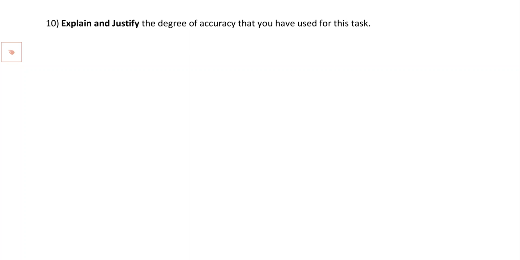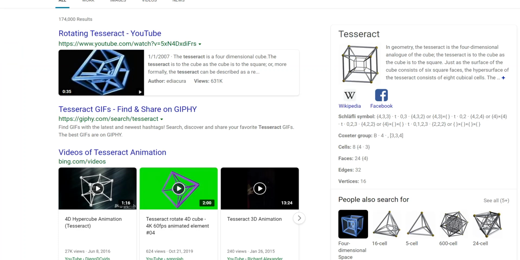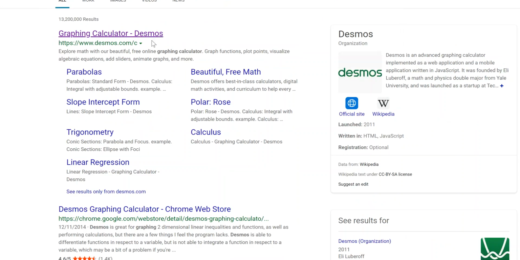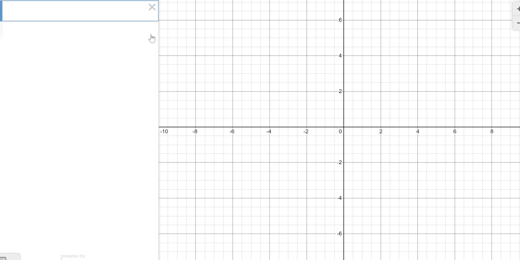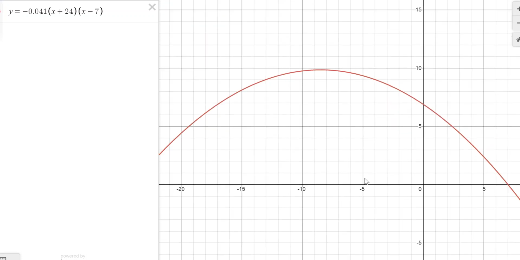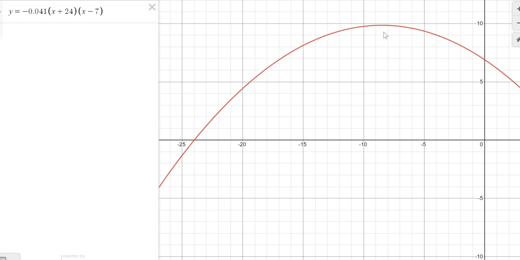Let me see whether, if I put in Desmos. So one of the things I was thinking of asking you to do was come up with your own problem of this sense, but it's actually quite tricky. All right, if I put in y equals 0.041 and I put (x plus 24) and (x minus 7), okay, here's the curve that you end up with. You'll notice, look, that that's not actually quite at 10. I had to get as close as I can.